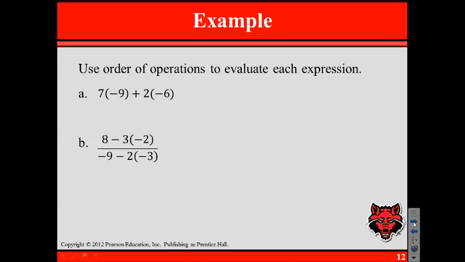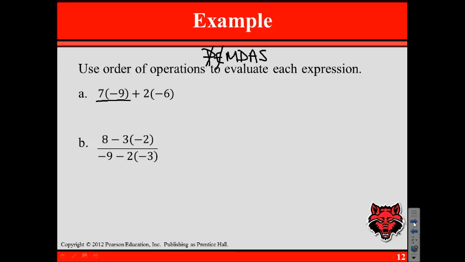Let's try a few more examples just to practice multiplying positive and negative numbers and dividing positive and negative numbers, but now using order of operations. In example A, we have 7 times negative 9 plus 2 times negative 6. So using order of operations, and I'll write our acronym again. Hopefully you know what all of these letters stand for by now. We don't have any parentheses, so to speak. At least we don't have operations inside of parentheses or grouping symbols. We have no exponential expressions. We do have multiplication. We have 2 instances, 7 times negative 9 and 2 times negative 6.